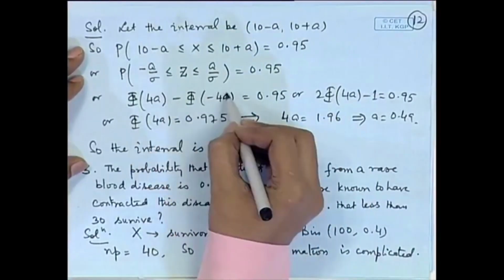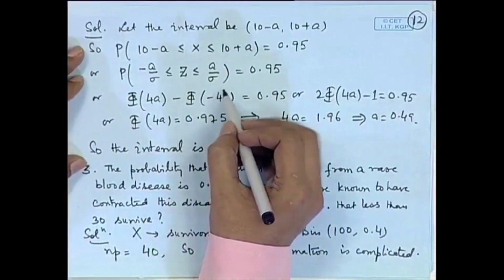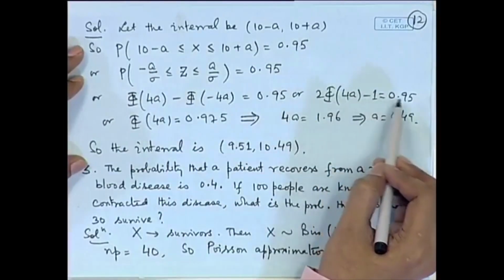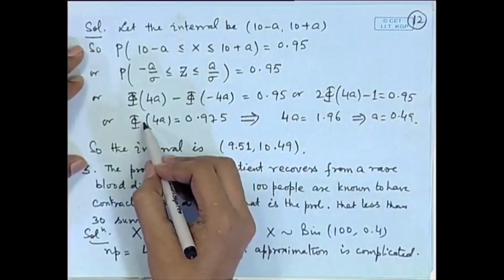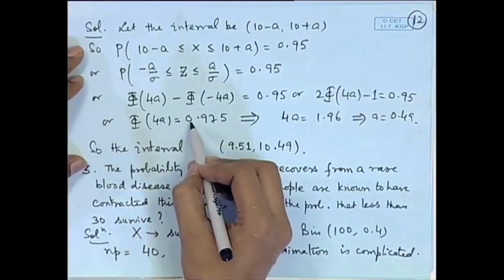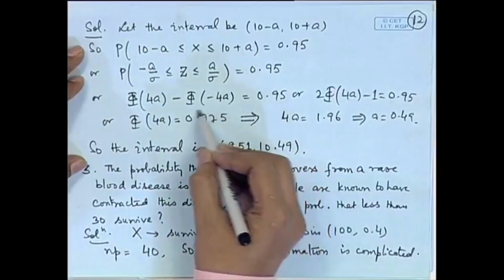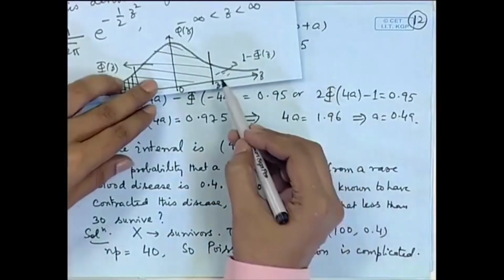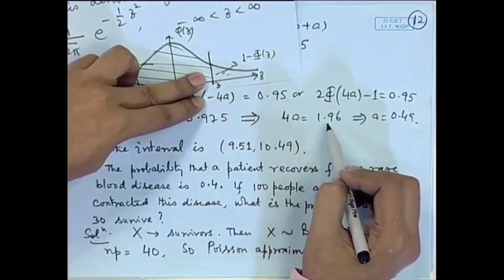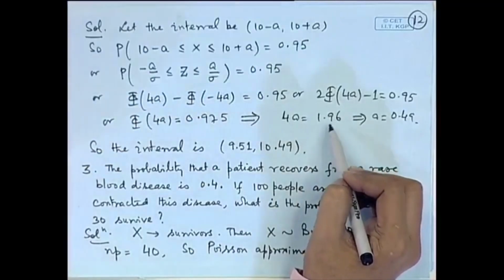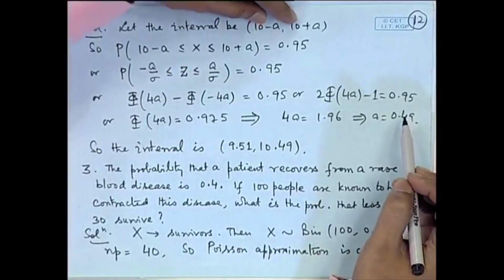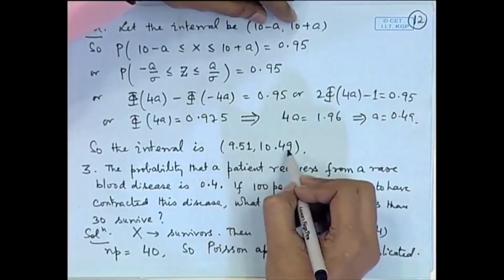What is the value of a for which this is satisfied? Once again we utilize the relation between capital phi of x and capital phi of minus x. So, this becomes twice phi of 4a minus 1 is equal to 0.95, and this gives us phi of 4a is equal to 0.975, and from the tables of the normal distribution we can see that the point up to which the probability is 0.975 is 1.96. So, after evaluation a becomes 0.49, and therefore, the interval 10 minus a to 10 plus a reduces to 9.51 to 10.49.